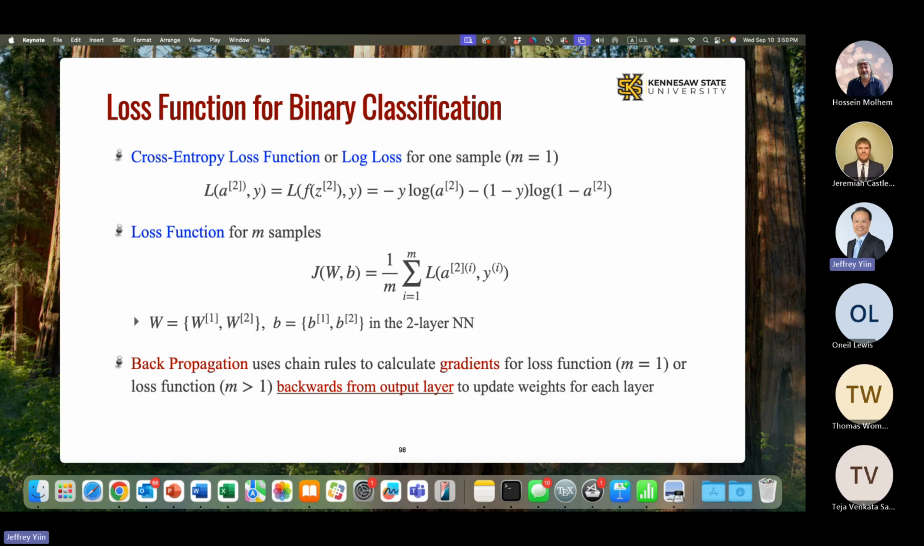And back propagation uses something that you have done in calculus: the chain rule. Calculate the gradients. So back propagation is designed to calculate the gradient. The reason we call it back propagation is because it starts calculating the gradient from the output and traces back to the input. So it goes backward from the output layer to the input layer. And we'll see why very quickly.